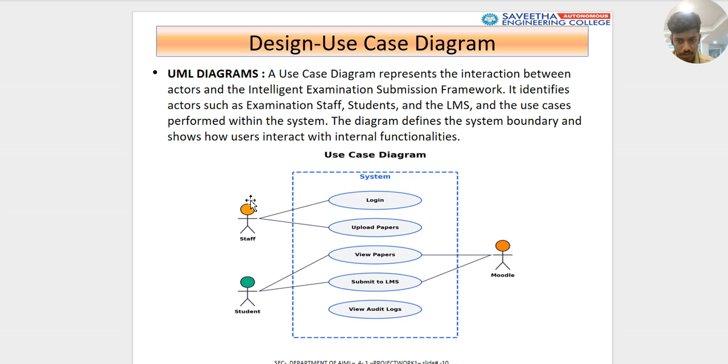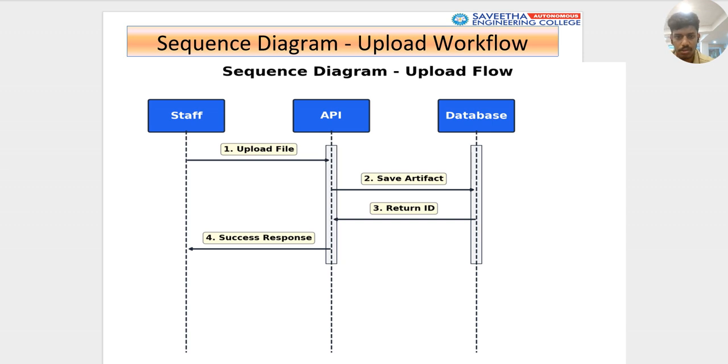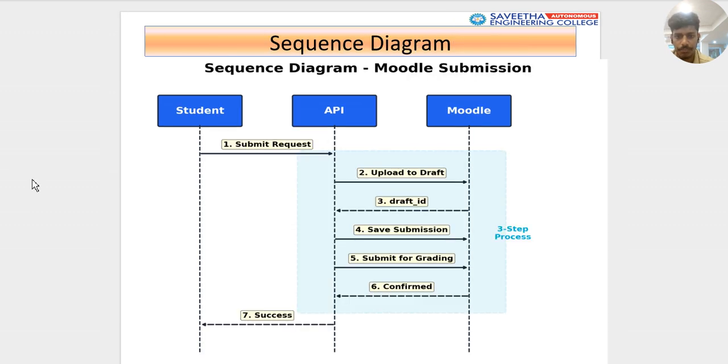Design use case diagram. Through staff, we have to log in and upload papers, view papers, submit answers. Then a sequence diagram: staff, API, database.